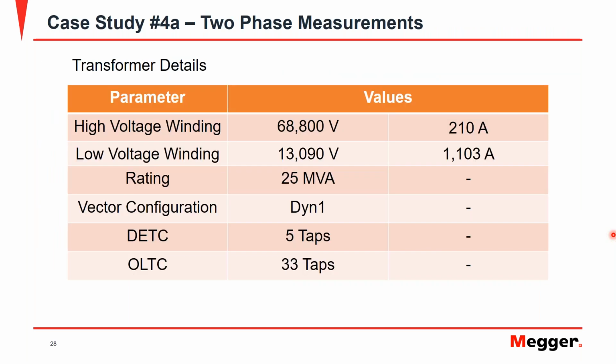So let's look at an example of this case when we made two-phase measurements. This transformer had 68,800 volts as its high voltage winding rating and 210 amps as its rated current. On the low voltage side, it had about 13,000 volts and 1103 amps. It had a rating of 25 MVA, a vector configuration of DYN1. That means it's delta configured on the primary side and a Y configured with neutral on the secondary side. It had a de-energized tap changer with 5 taps and an on-load tap changer with 33 taps.